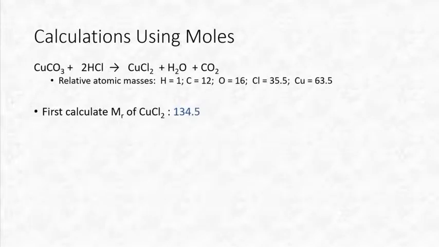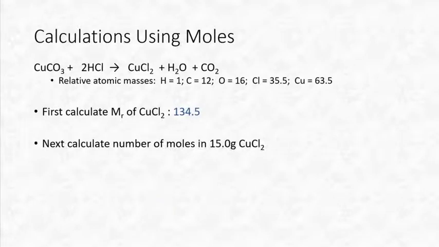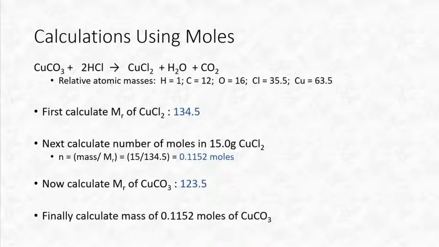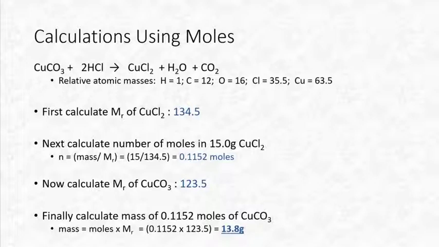Firstly, we need to calculate the molar mass of copper chloride, and that's 134.5. Then the number of moles in 15 grams is 0.1152, so that's just 15 grams divided by the molar mass. And now we need to calculate the molar mass of copper carbonate, that's 123.5 grams, and then we calculate the mass of 0.1152 moles of copper carbonate. Because these react 1 to 1, it's the same number of moles, and that gives us 13.8 grams.